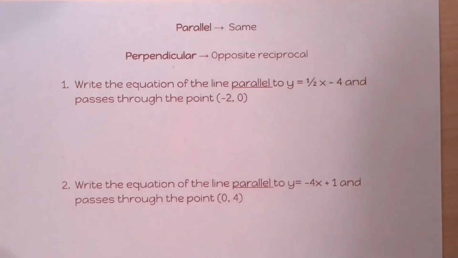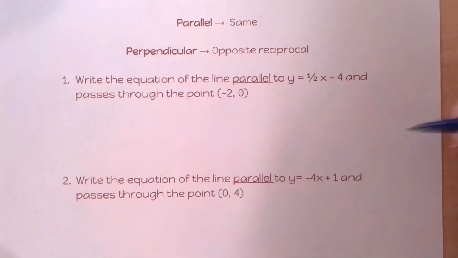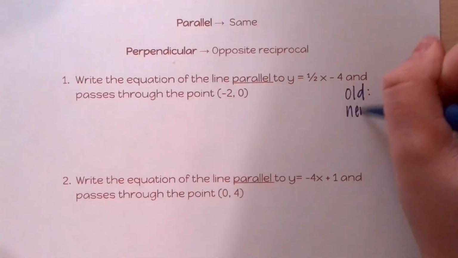Alright, but the first two we are going to do are going to be parallel. The second two are perpendicular. Alright, so we want to write the equation of the line parallel to this given line that passes through this point. First thing you want to do, you want to identify your old slope and your new slope.